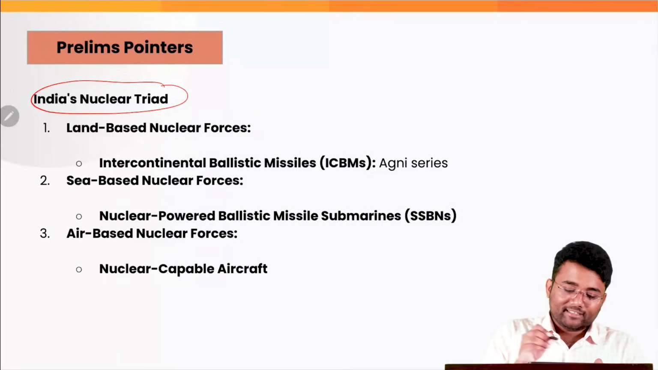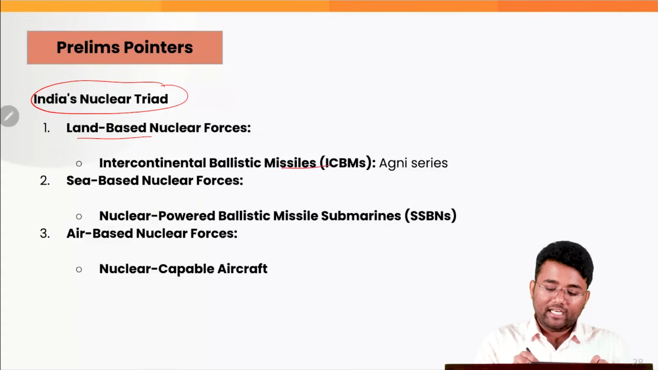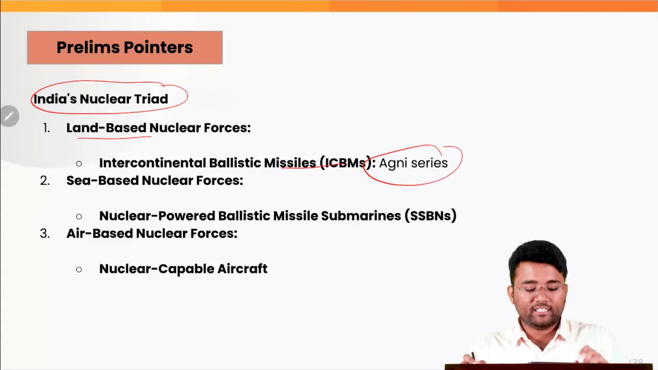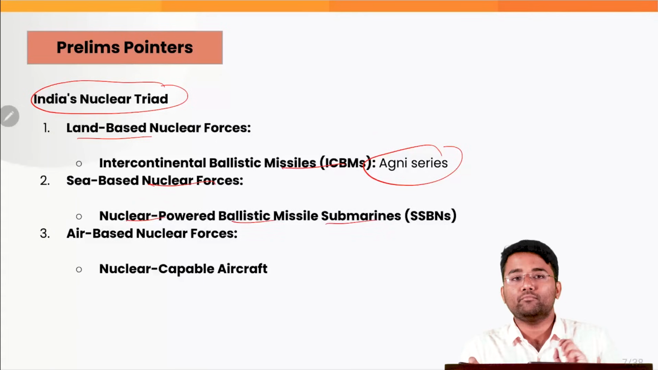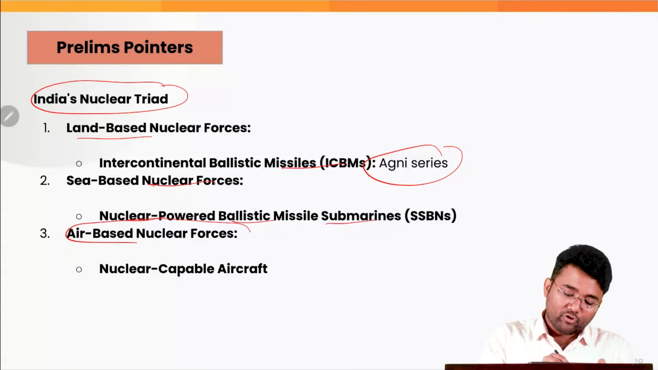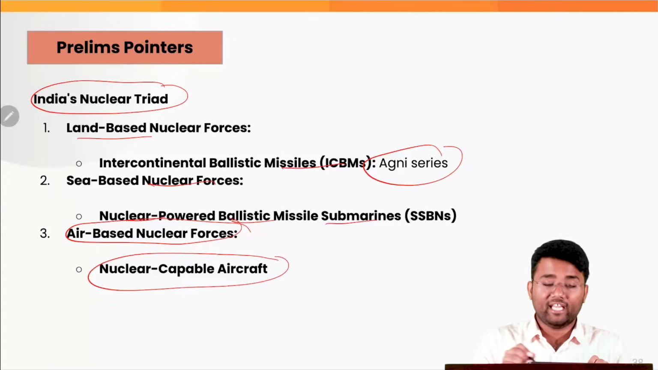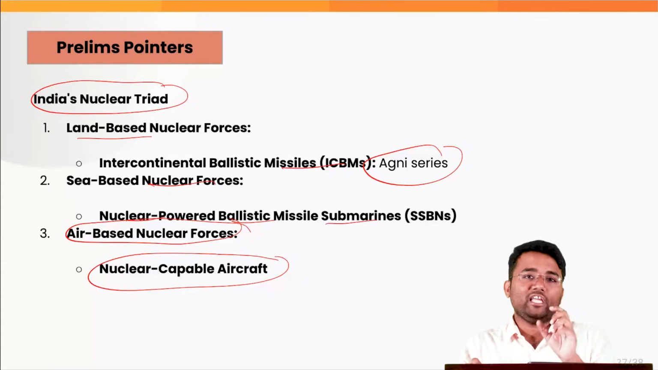If we talk about India's nuclear triad, we have land-based nuclear forces, for example intercontinental ballistic missiles like the Agni series. Then we have sea-based nuclear forces, that is nuclear powered ballistic missile submarines. Then if we talk about air-based nuclear forces, there are nuclear capable aircraft like Rafale, etc., which can be equipped with some of the nuclear equipment.